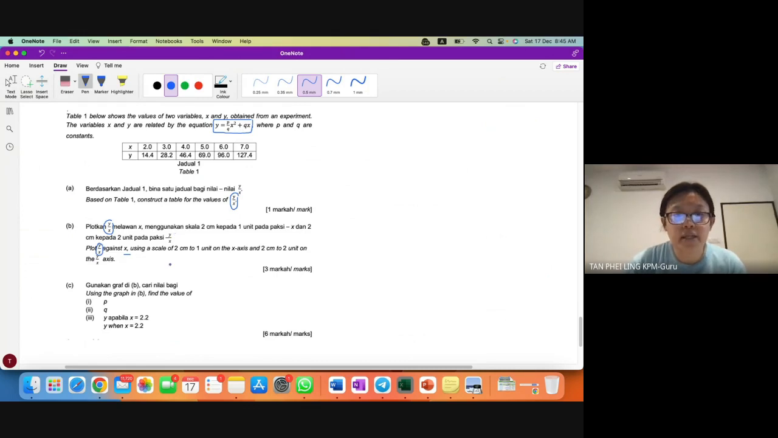Meaning in your mind, you need to have something like that. Sketch out first here that you have y over x versus x, using 2 cm to 1 unit on the x-axis: 1, 2, 3, 4. Do like that first. And then 2 cm to 2 units on the y over x axis: 2, 4, 6. As you sketch out like that, then you won't get it wrong.